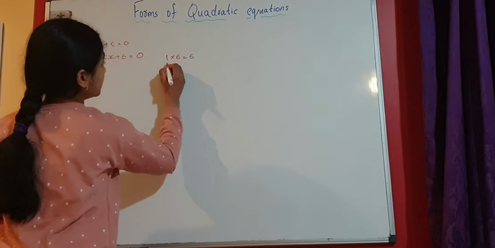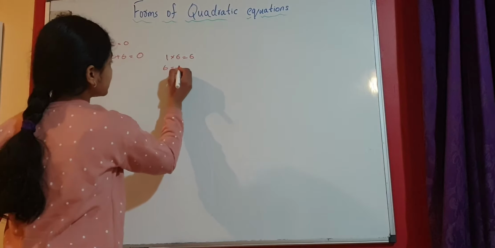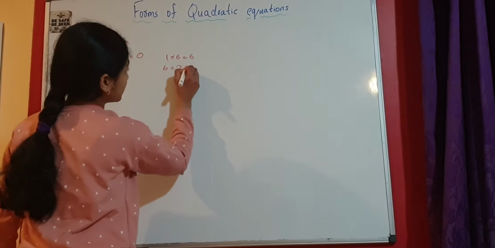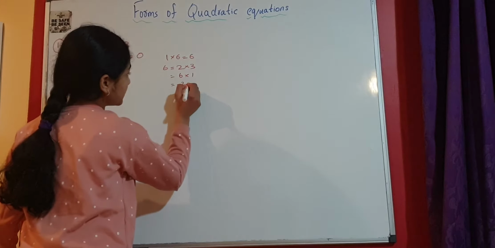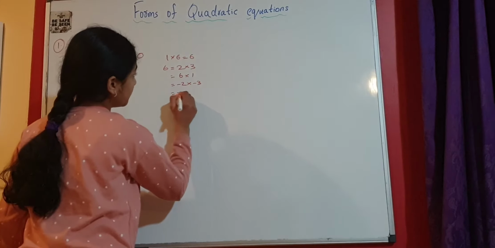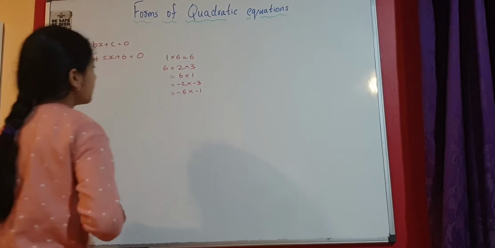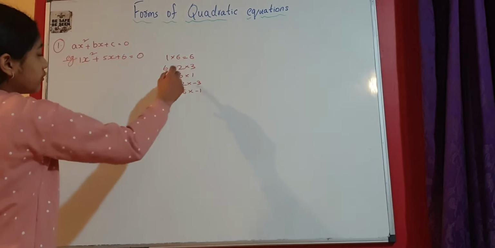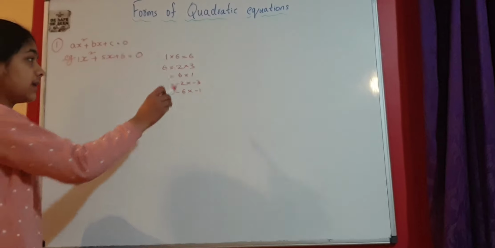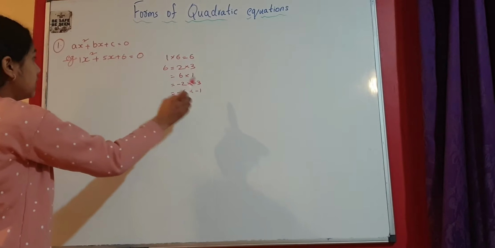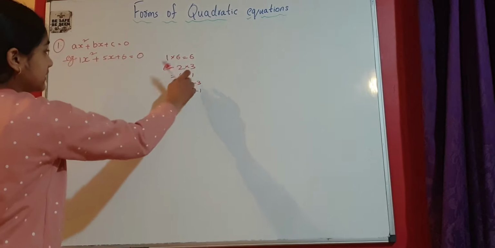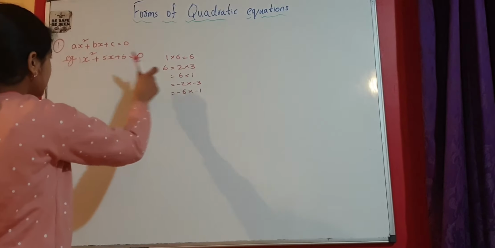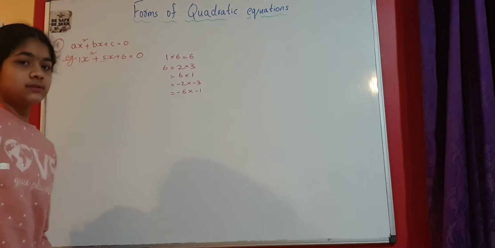which is 6, and we have to write the factors of 6, which is 2 times 3, 6 times 1, minus 2 times minus 3, minus 6 times minus 1. And we have to figure out which pair in these four suits the best. So if we add these numbers, we have to get the middle number, which is 5.